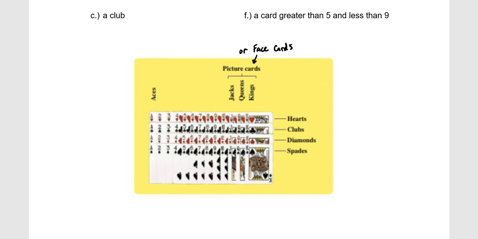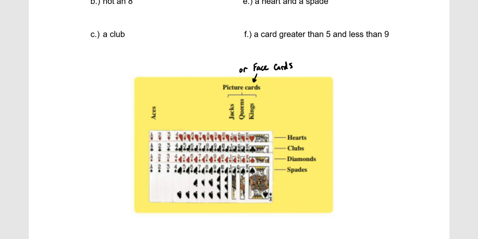Okay, so this is going to be chopped up into 4 different suits. Each suit has an ace, 2 through 10, and the face cards. We have the hearts, clubs, diamonds, and spades. Each suit has 13 cards. And the red cards are hearts and diamonds, as you can see. And then the black cards are clubs and spades.